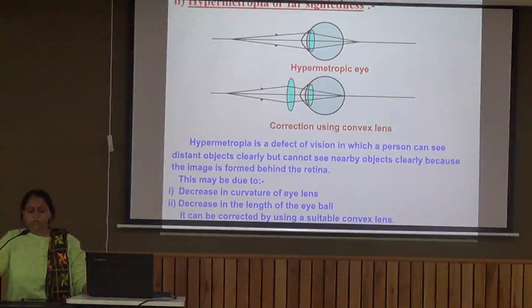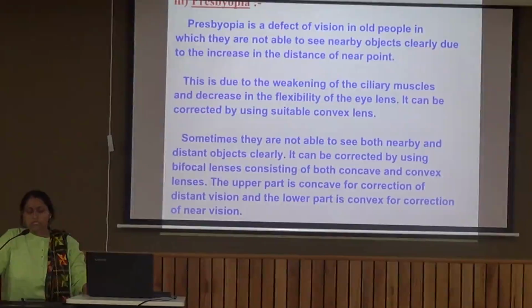Another defect of vision is hypermetropia, which is also called far-sightedness. In this defect, a person can see distant objects clearly but cannot see nearby objects clearly, because the image is formed behind the retina. This defect may be caused due to decrease in the curvature of the eye lens or decrease in the length of the eyeball. Now how to correct this defect? This defect can be corrected by using a suitable convex lens.